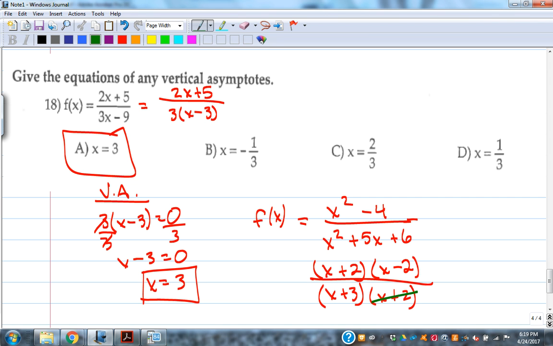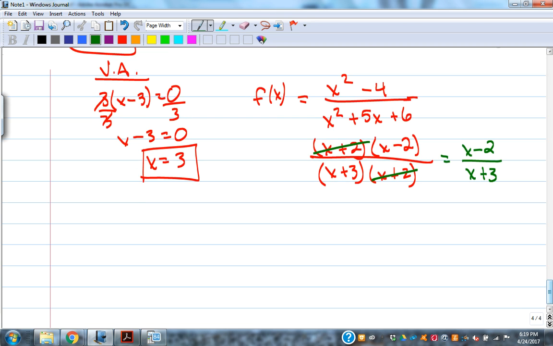And then those cancel out. So the simplified version only has an x plus 3 in the denominator. So your vertical asymptote is x equals negative 3. That's the only vertical asymptote. Instead of having x equals negative 3 and x equals negative 2, you only have x equals negative 3 because something canceled out. So you would factor everything that you could and try to cancel something out if possible.